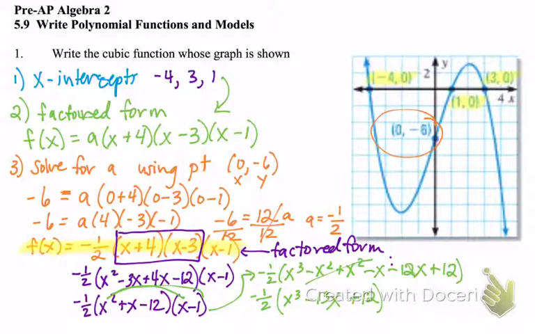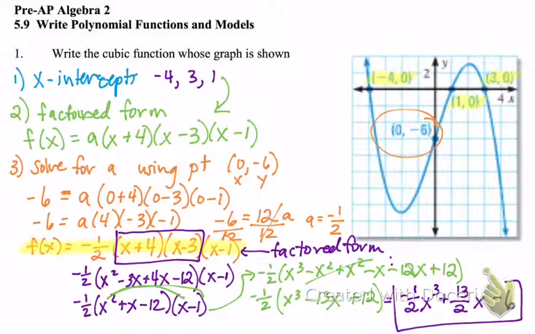Then I distribute the -1/2 and I get -1/2 x cubed plus 13/2 x minus 12/2, so -6. This would be in standard form. So this is standard form right here. So you could have two different answers. It just depends on what I'm asking you to do. I know we would all probably prefer factored form.